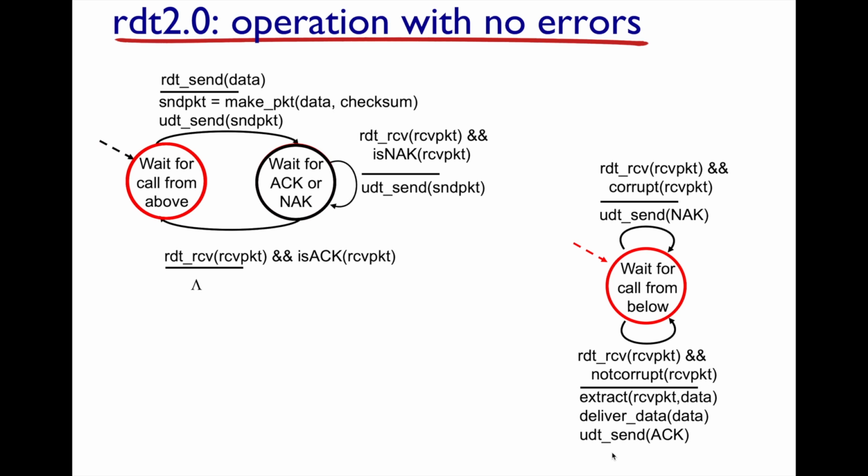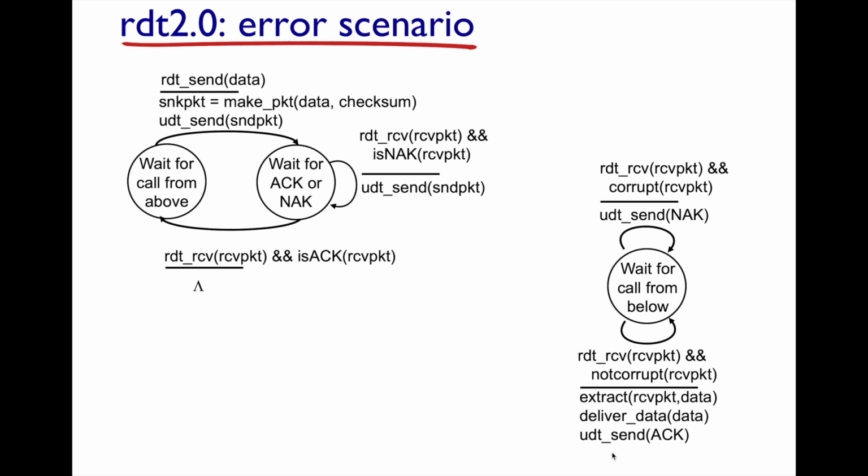Let's take a look at what happens when there is corruption in the packet. Okay, and this is the error scenario. So again, we start out on the sender side, waiting for a call from above, waiting for some application to call send on its socket, giving it the application message data. And likewise, at the same time, the transport layer runtime on the receiver side is waiting for a call from below. I keep saying TCP when I mean to say transport layer.